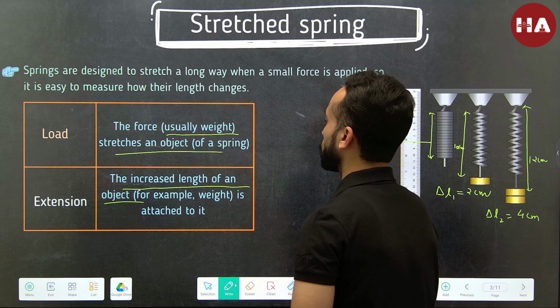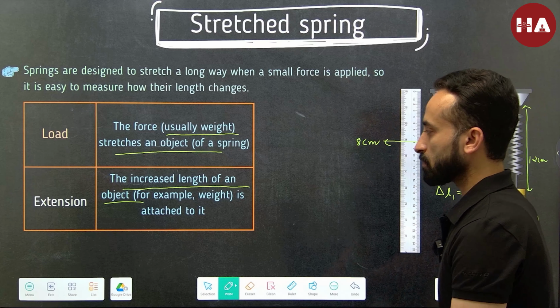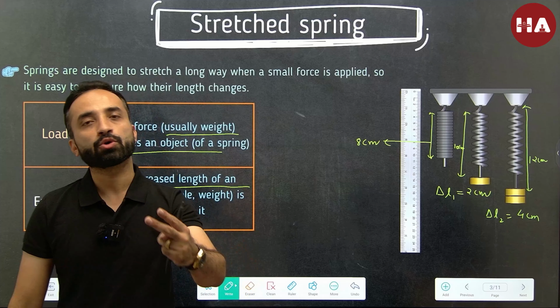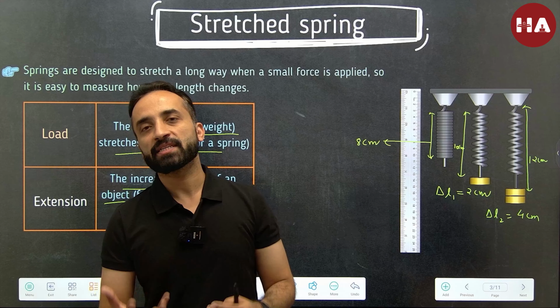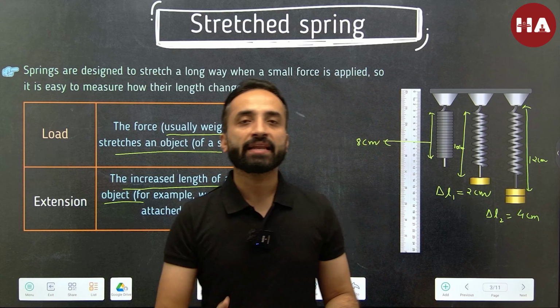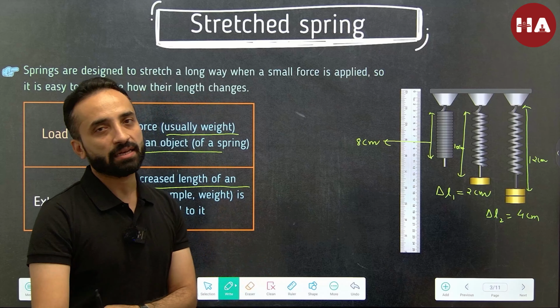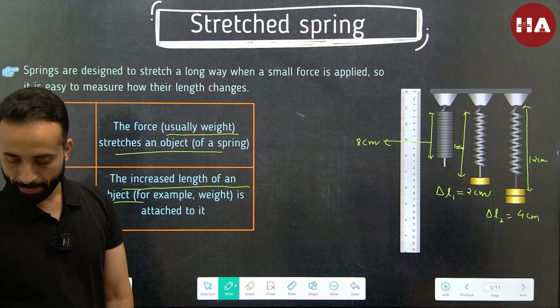All right. So write this down. The two terms, load and extension. Load is basically the force that we apply, and extension is the increase in length of the spring.